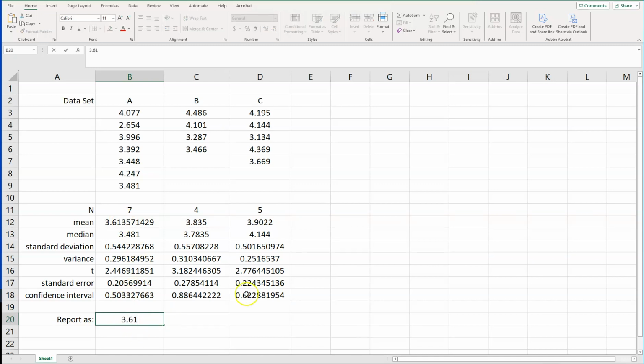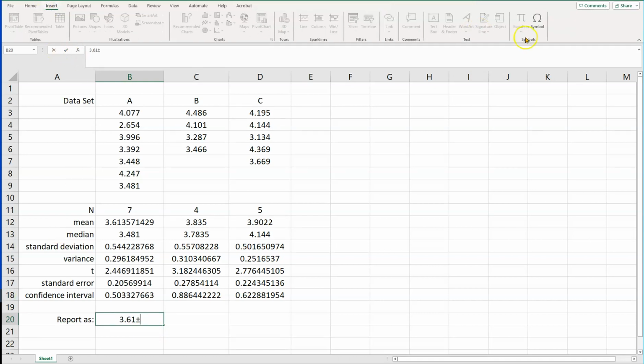3.61 plus or minus. If I have character map open, I can cut and paste out of that to get a plus or minus sign. You can also do insert symbol within Excel. If I go up to insert and then over here to symbol, I can find the plus or minus sign there and insert it there.